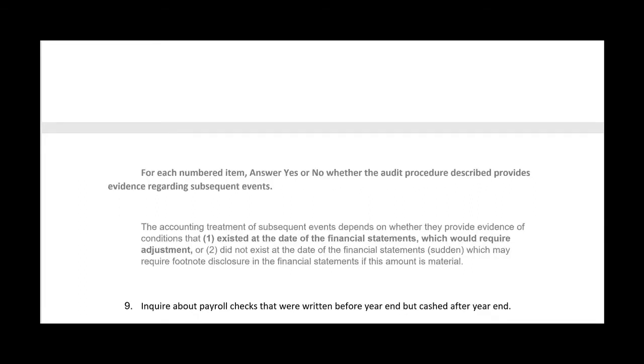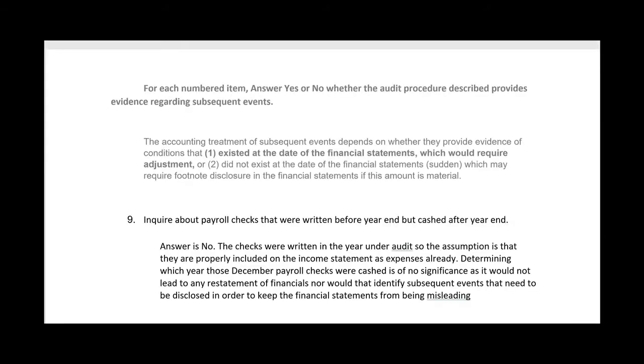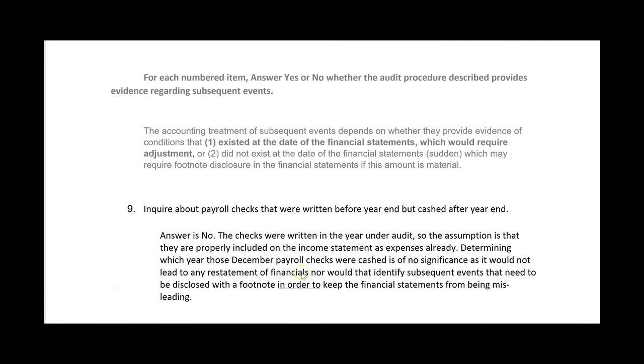Number 9, inquire about payroll checks that were written before year-end but cashed after year-end. No, the checks were written in the year under audit, so the assumption is the checks are properly included already as expenses on the income statement. Determining which year those December payroll checks were cashed is of no significance, as it would not lead to any restatement of financials, nor would it identify a subsequent event that needs a footnote disclosure in order to keep the financial statements from being misleading.